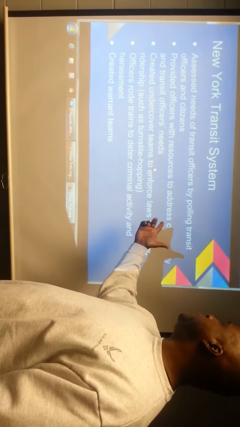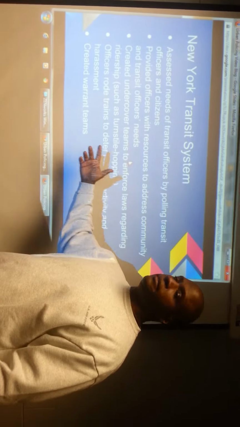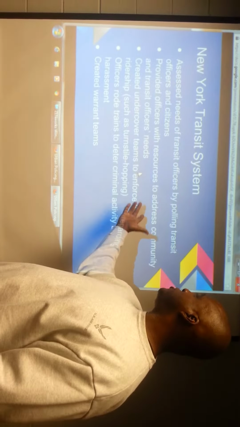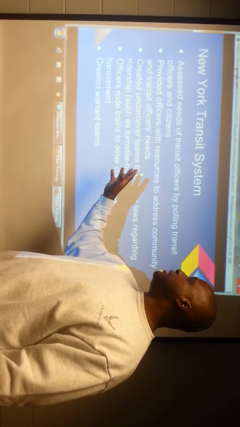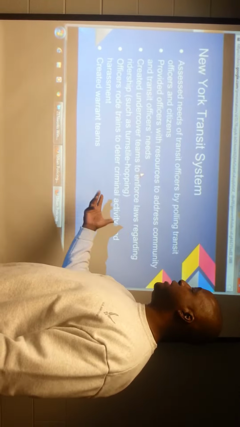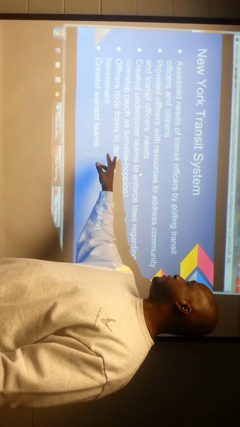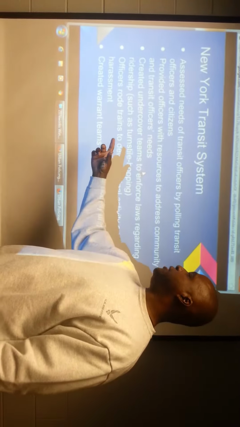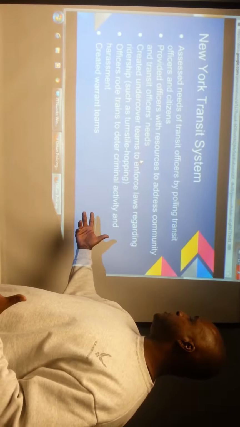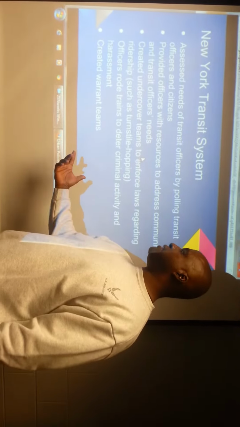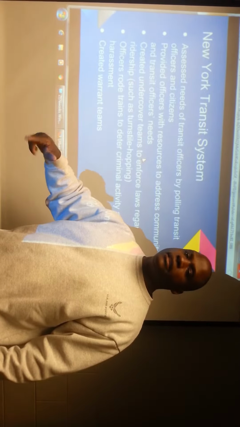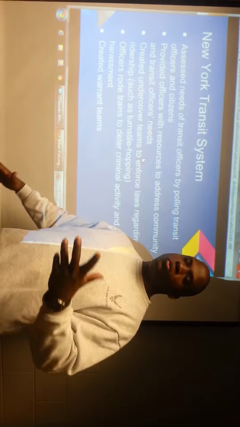Some of the things that he did was he polled the officers and citizens to ask what they felt would help to resolve the problem. He provided officers with resources that they never had. He created undercover teams to enforce ridership, especially against turnstile hopping. He had teams ride trains to deter criminal activity and harassment, and he created warrant teams that would go out and arrest people that had previously committed crimes on the trains and weren't showing up in court.